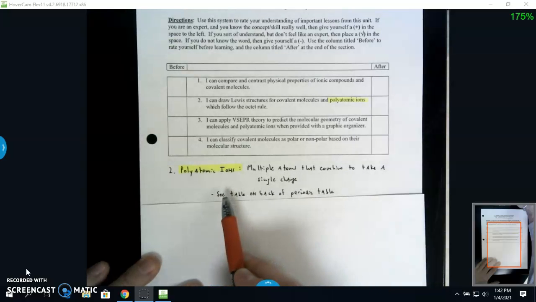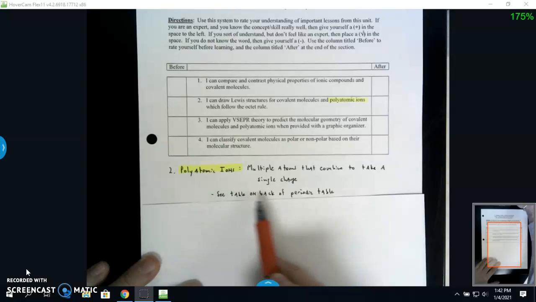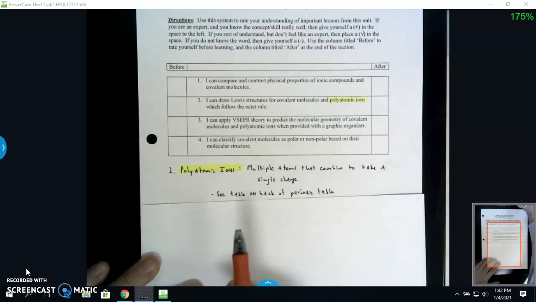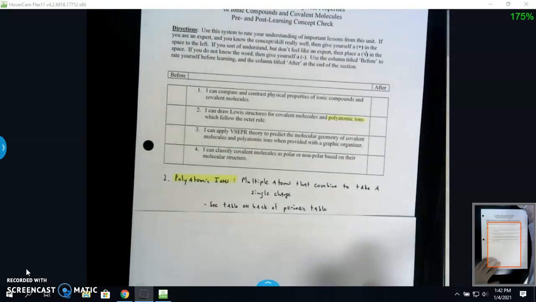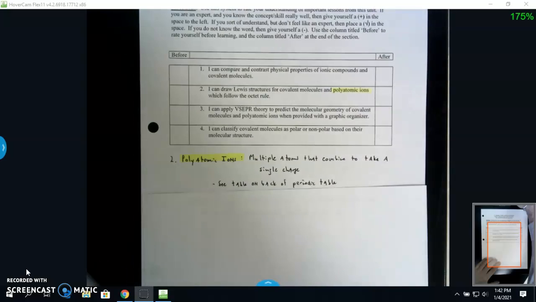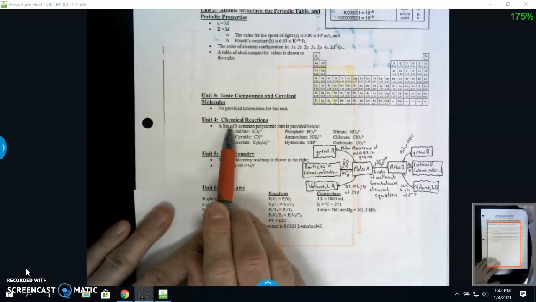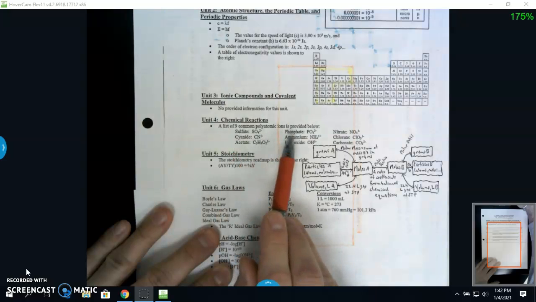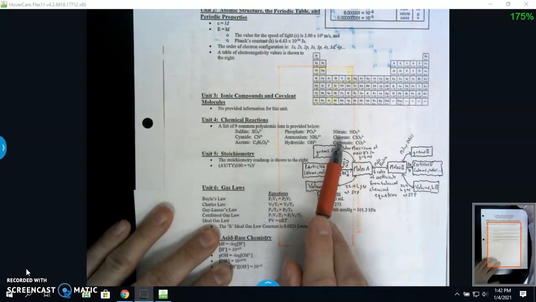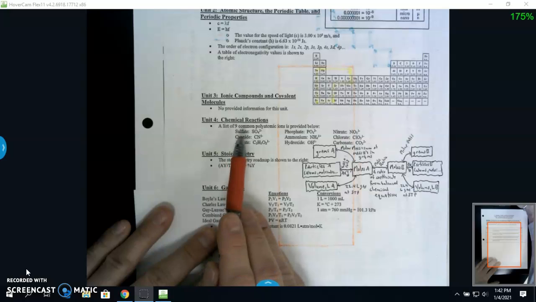I also want you to note that if you take a look at the back of your periodic table, we've got a list of 9 common polyatomic ions on the back of our periodic table. Let me show you that real quick. Take a look back here. You'll find this list of 9 common polyatomic ions. If you take a look at the names of these, you'll notice quite a few names that you might be familiar with. For example, cyanide is a poison or a toxin.